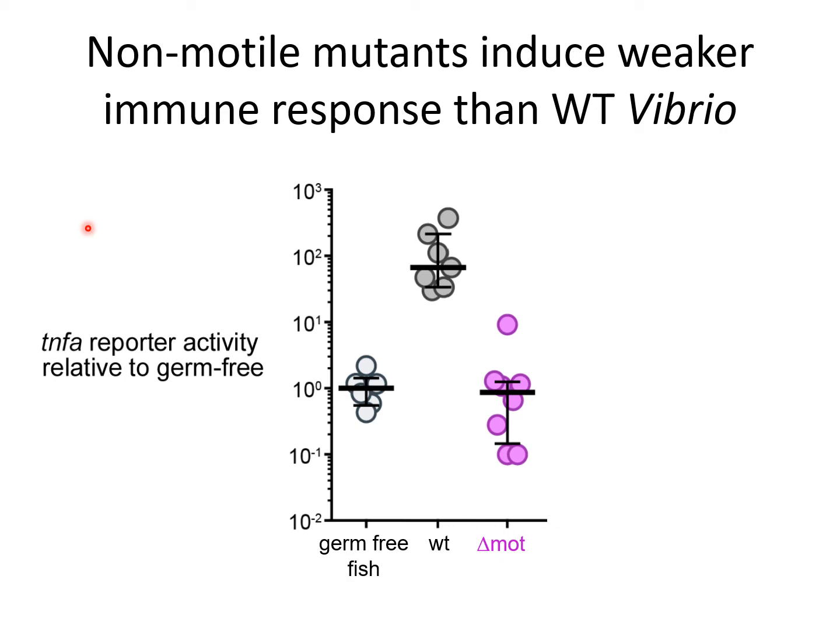When we do this across many different fish, each one of these markers here corresponds to a different fish, we find that the non-motile mutants induce an immune response that looks the same as having no bacteria at all, whereas the wild-type Vibrio elicits an immune response that is, on average, 100 times higher than these levels. All right, so this indicates that motility is required for Vibrio's strong immune response in this context.